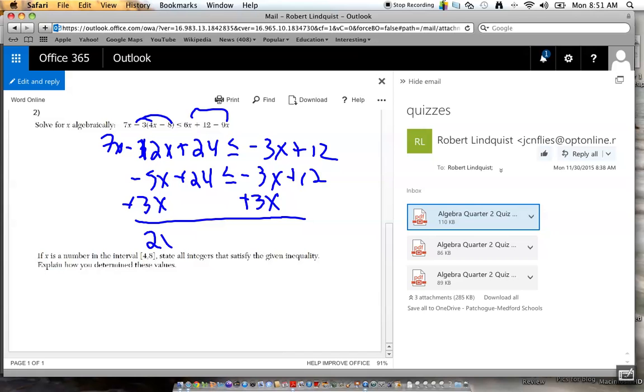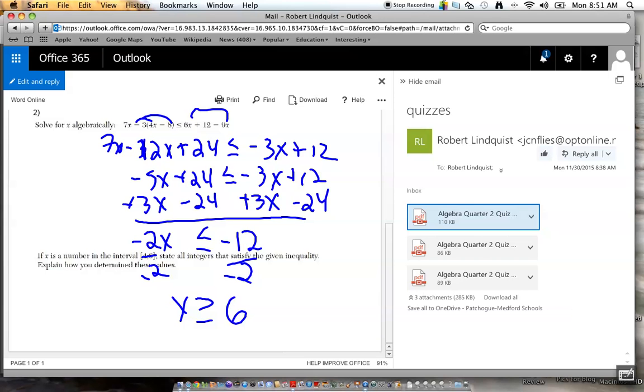So this gives me 2x, and I'm trying to save space here, so I'm going to do the -24 in the same spot, is less than or equal to -12. Then I divide by -2. Oh, the -2, I'm sorry. And remember, when you divide by a negative, you've got to switch the sign. x is greater than or equal to 6.